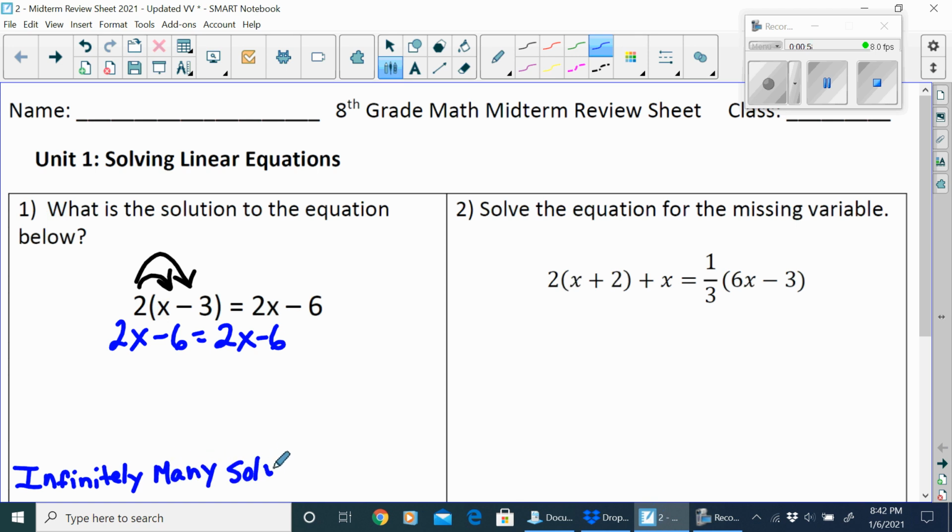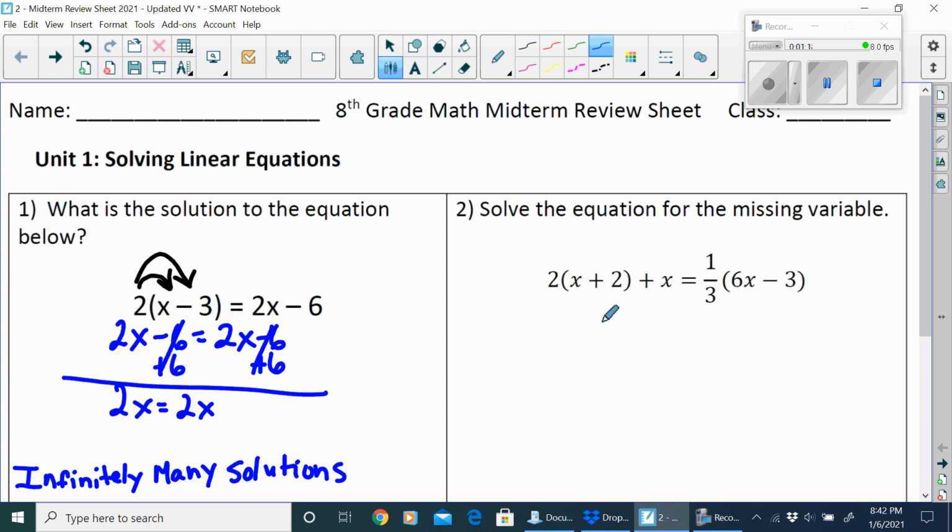But just say by mistake you didn't recognize that they were both equal and you decided I'm going to add 6 on each side. And you get 2x equals 2x. Again, they're equal, so you know this is infinitely many.